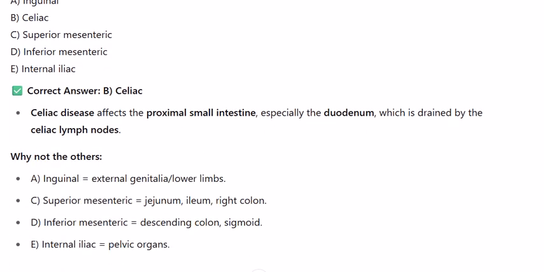Celiac. Celiac disease affects the proximal small intestine, especially the duodenum, which is drained by the celiac lymph nodes. Why not the others? A. Inguinal: external genitalia, lower limbs. C. Superior mesenteric: jejunum, ileum, right colon. D. Inferior mesenteric equals descending colon, sigmoid. E. Internal iliac equals pelvic organs.